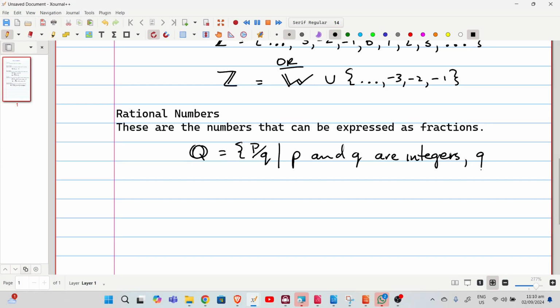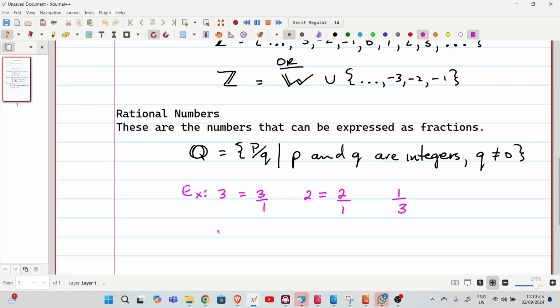And also that Q is not equal to 0, then we can call that a rational number. So let me show, for example, 3 is considered a rational number because I can write this as 3 divided by 1. 2 is a rational number because I can write this as 2 divided by 1. 1/3 is a rational number as well.